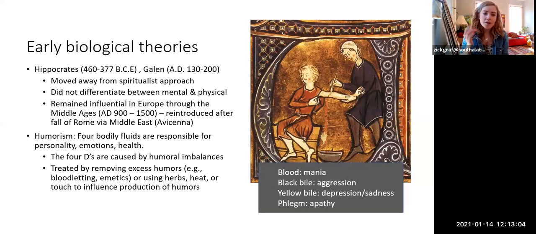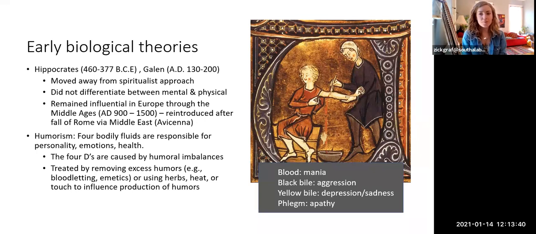So an example of an early biological theory is the humoral theory of both physical and mental illness. So the humoral theory is often attributed to Hippocrates and Galen, and it was also promoted and refined by the physician Avicenna. But this tradition moved both psychology and medicine away from a spiritual understanding and towards a more physical approach. And these practitioners didn't differentiate between mental and physical disease.